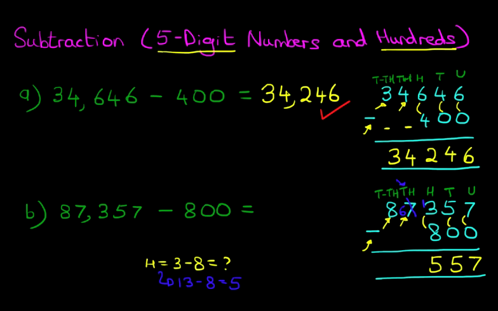And the 10,000s, they are subtracting 0, so these two digits will not change. Okay? The 7 in the thousands became a 6. So 6 minus 0 is 6. So therefore our answer is 86,557. And for that we get a nice big tick. So that is subtraction of a 5-digit number and hundreds.